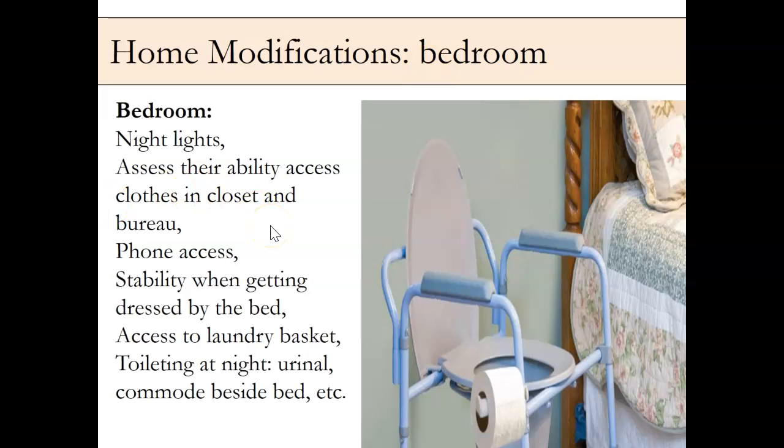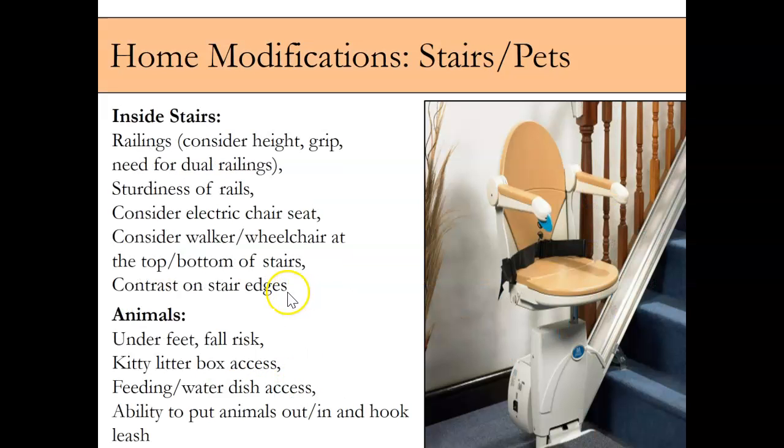Other things to think about in the bedroom. Access to the closet and the bureau. Getting the clothes out can be really challenging. Maneuver things around for that. Phone access again. Stability when getting dressed by the side of the bed. And they have to stand up and hike their pants. Do they need a bar or something to hang on to? Urinal, commode. A urinal can be very helpful beside the bed.